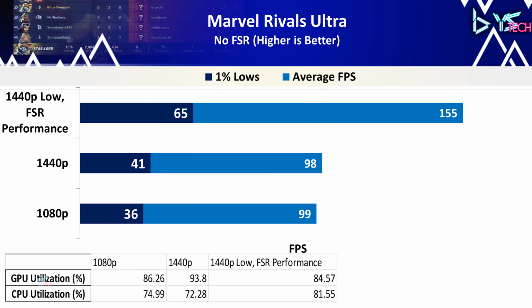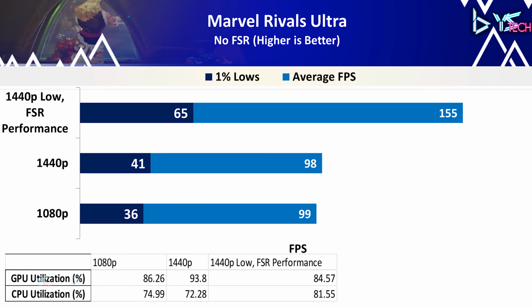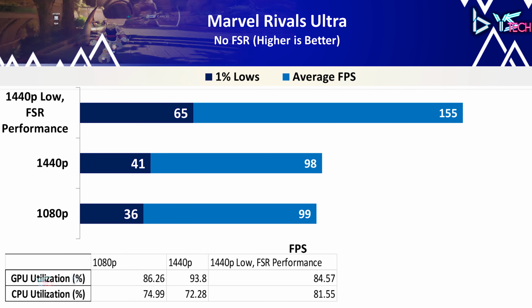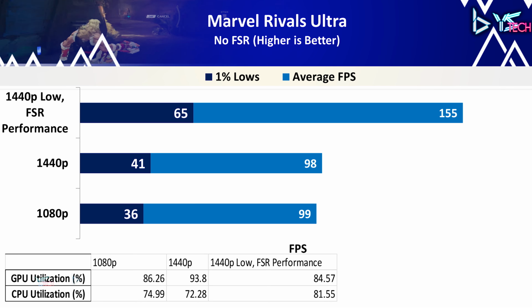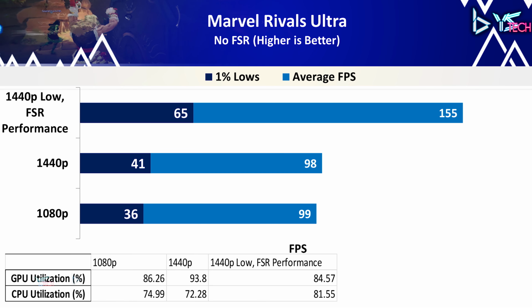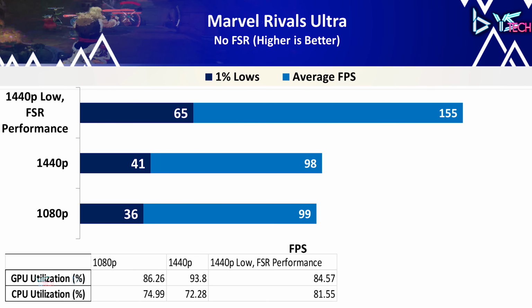Marvel Rivals saw a nice increase when we went to the medium FSR settings at 1440p with an average FPS of 155 and 1% lows being 65. The game did feel a lot smoother, and honestly, with the amount of Marvel Rivals that I've played, you definitely do have to have some sort of upscaling enabled, and FSR definitely achieves that here.